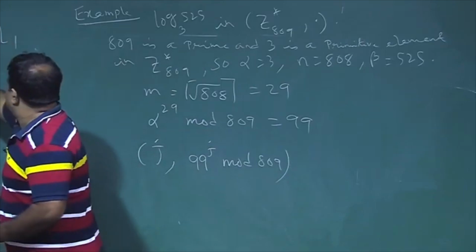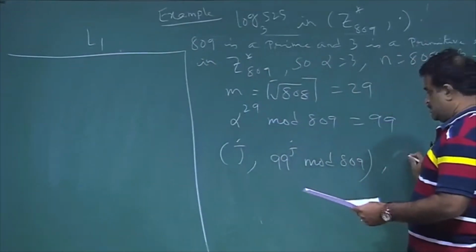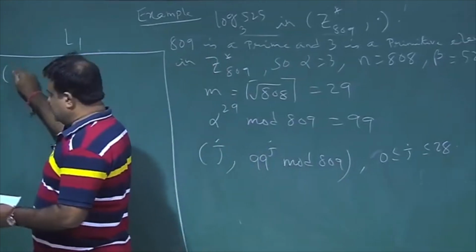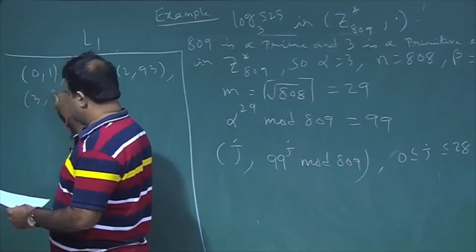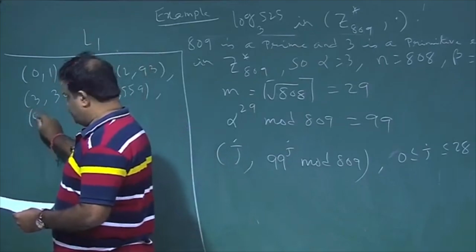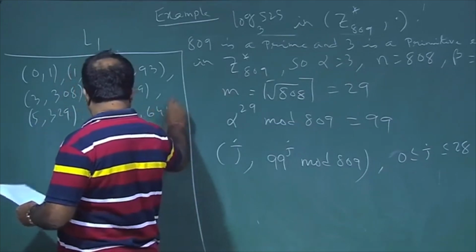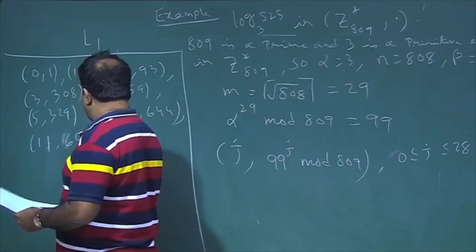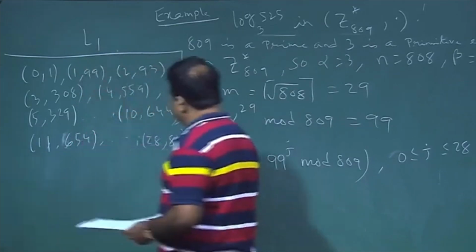So, if we do that, this is our L1, for j from 0 to 28. Let us quickly write that. 0 comma 1, 1 comma 99, 2 comma 293, which we can easily check, 3 comma 308, 4 comma 559, then 5 comma 329, and so on, dot dot dot, 10 comma 644, then 11 comma 654. Anyway, one must calculate this, dot dot dot, and the last one is 28 comma 81. So this is the list L1.